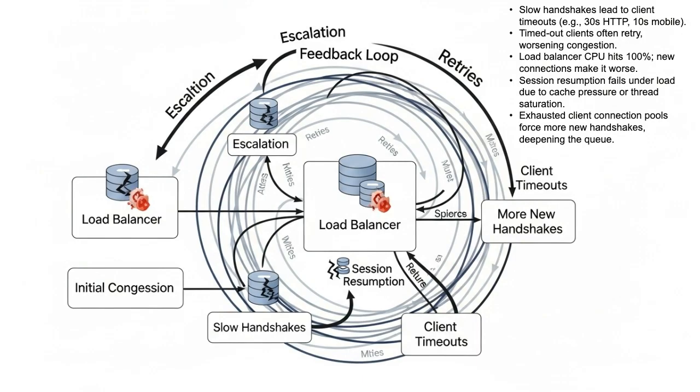Furthermore, a deeper and often unexpected issue arises: session resumption, which is designed to accelerate subsequent connections by skipping expensive key exchanges, paradoxically stops working effectively under heavy load. When your session cache is under extreme memory pressure or your worker threads are completely saturated, even these fast resumed sessions find themselves stuck, queuing behind full handshakes, dramatically reducing the expected performance benefits.